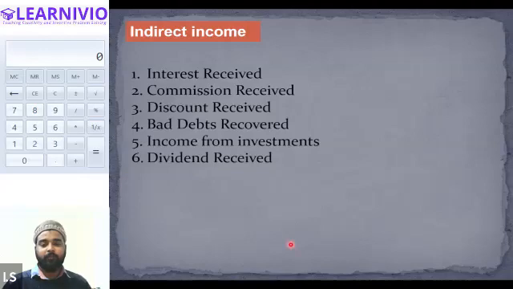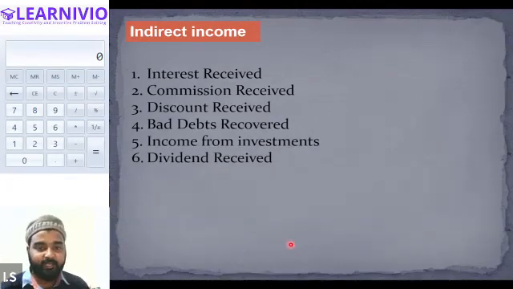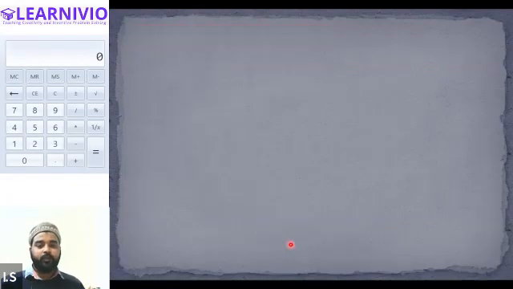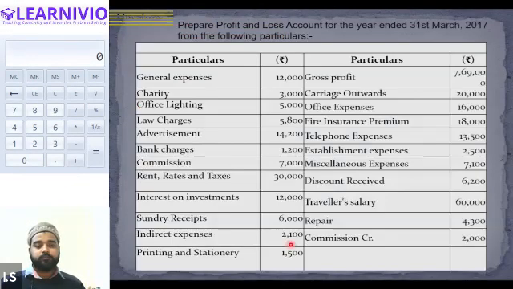Okay. So right now you are not required to remember each and every income and expense. You will easily be able to decide whether these expenses are direct or indirect once you see these expenses and incomes in the question. You are not required to remember all these expenses and incomes. Now moving on to the next slide.